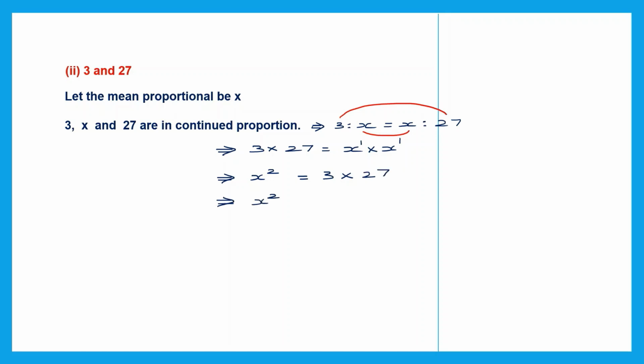First, let's write x square is equal to, how much is 3 into 27? Let's multiply 27 into 3. 3 sevens are 21, carry 2. 3 2s are 6, plus 2 is 8, 81. So x square is 81. That means x is equal to the square root of 81. So now we're going to find the square root of 81.